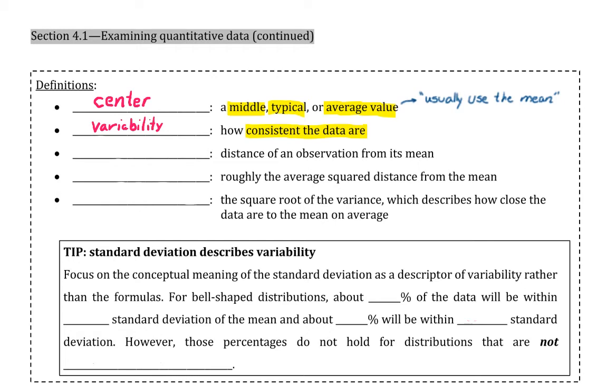We also would like to be familiar with deviation. Deviation is going to be the distance of an observation from its mean. If I were to write the deviation as a formula, it could be written as your observed value minus the mean, or written as xi, representing your observed value, minus x bar.